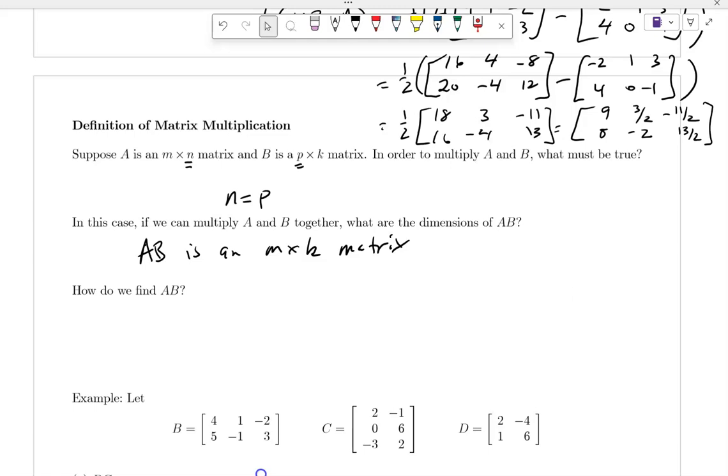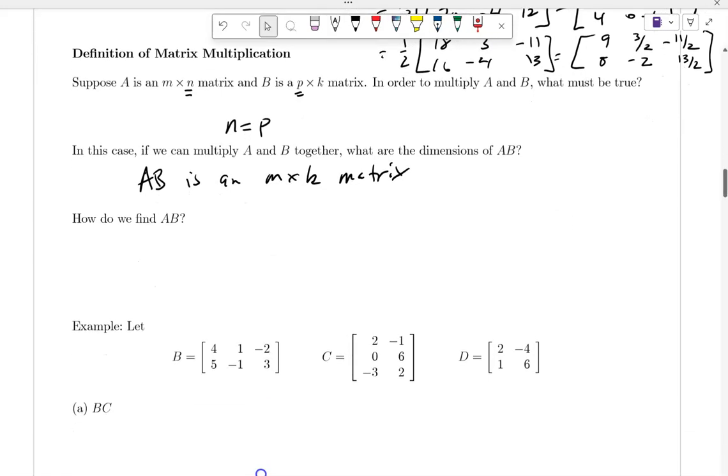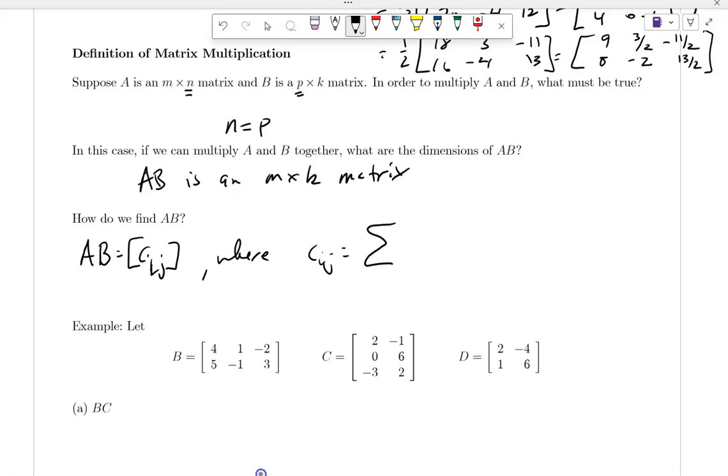So how do we end up doing this? I'm going to write it with letters to start with, and then we will talk about actually doing some computations. So here's how you do the general entry. It actually is going to be a sum of products of things. So the ij entry is going to be a sum. Again, I'm assuming my n is my middle dimension.